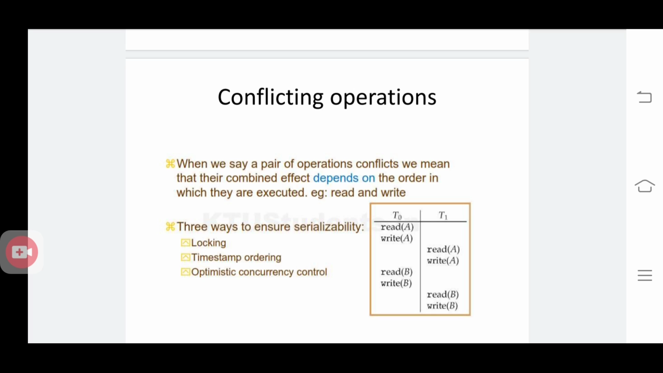For that, we are using three mechanisms. One is locking, another one is timestamp ordering, and another one is optimistic concurrency control. So in this module we are studying the locking mechanism and the optimistic concurrency control mechanism.